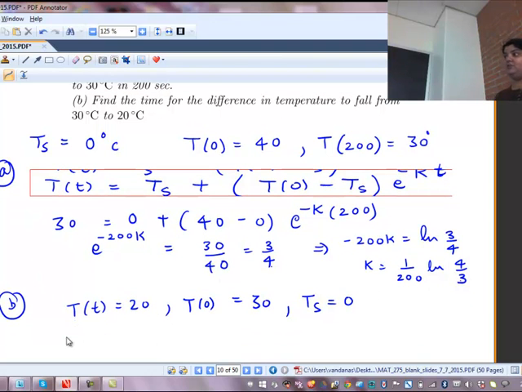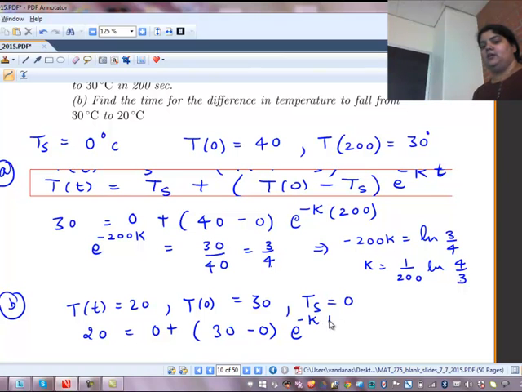So now I will show you one important trick, and it should be an observation as well when you are solving the problems by yourself later on. You should make use of that. Okay, so let's plug this value. So we will have 20 is equals to 0 plus (30 minus 0) e to the power minus k times t.